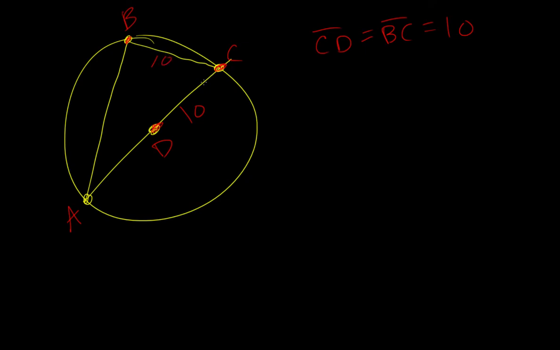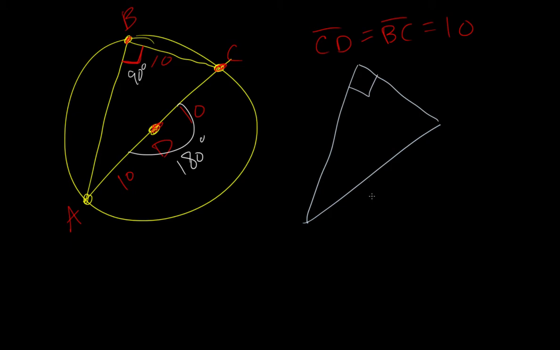Now because this is a radius, we also know that this is 10, and they want us to find the length of AB. So we know that this is a right triangle because this is a diameter. The measure here would be 180 degrees. This is half of that, so it's 90 degrees. Or we can just remember the theorem.